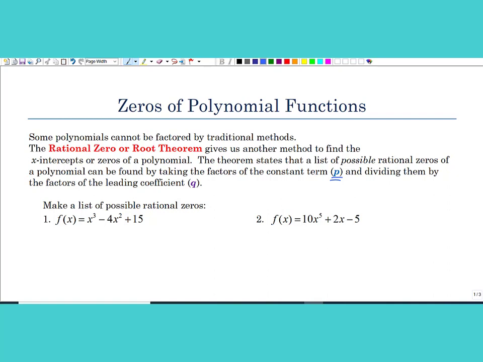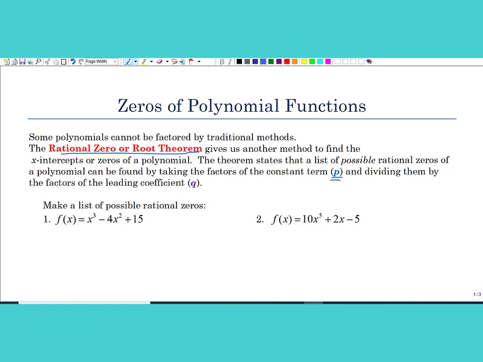In this video, we're going to find the zeros of polynomial functions. Zeros is another word for x-intercepts. Usually the way we find these x-intercepts is by factoring the polynomial, setting the factors equal to 0, and solving for x. But sometimes we just don't have a traditional way to factor those polynomials. The rational zero or root theorem, which is what we're going to be looking at today, gives us another method to find these x-intercepts or zeros of a polynomial.